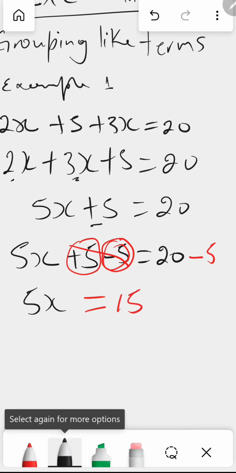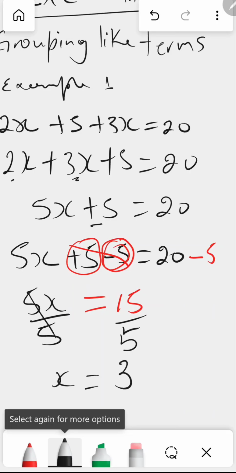And from here, we are going to divide both sides by 5 in order to find what x is. So we divide both sides by 5. 5 into itself cancels out, leaving us with x equal to 5 into 15, which goes 3 times. So your answer is x equal 3.